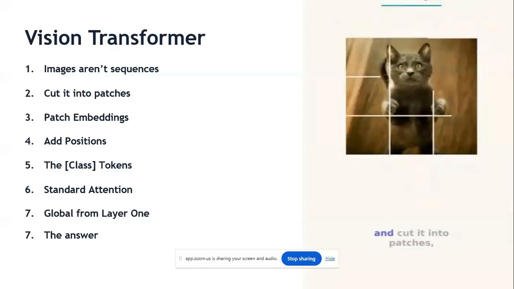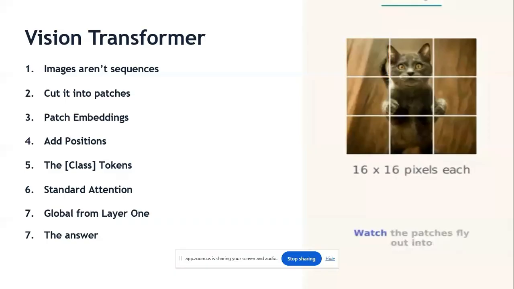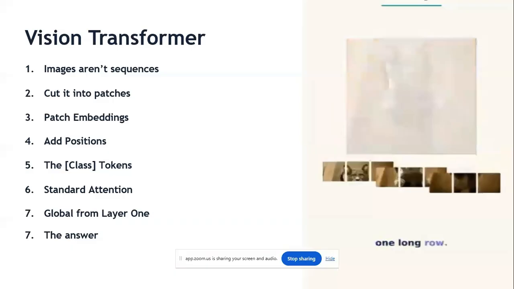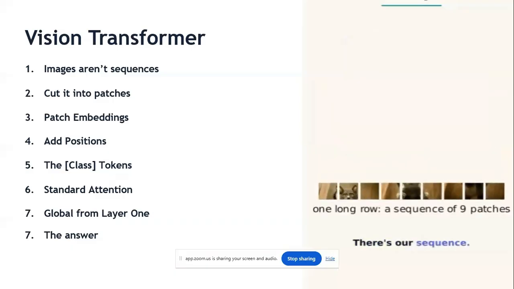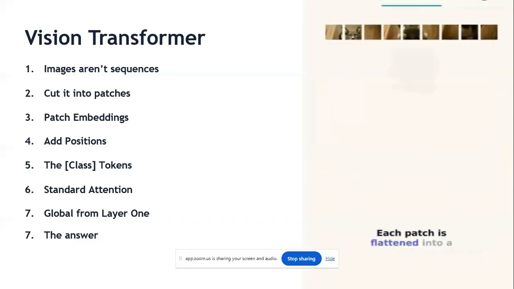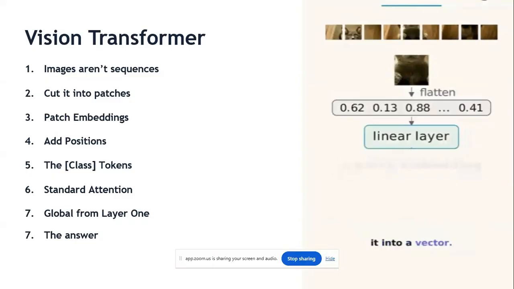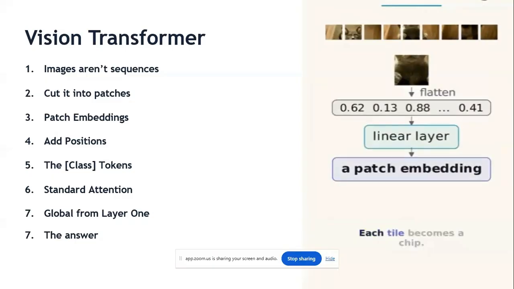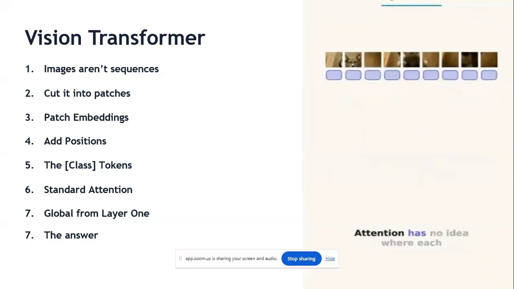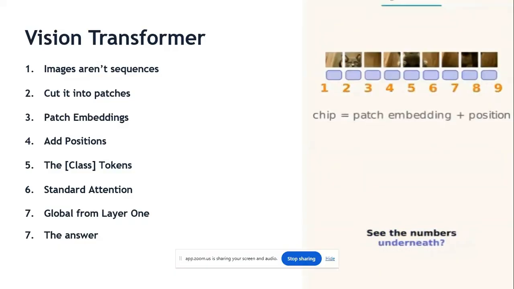Lay a grid over the photo and cut it into patches, 16 by 16 pixels each. Watch the patches fly out into one long row. There's our sequence. Each patch is flattened into a list of numbers. Then a small linear layer turns it into a vector, a patch embedding. Each tile becomes a chip. One problem: attention has no idea where each patch sits. So we add a position embedding to every chip. See the numbers underneath?